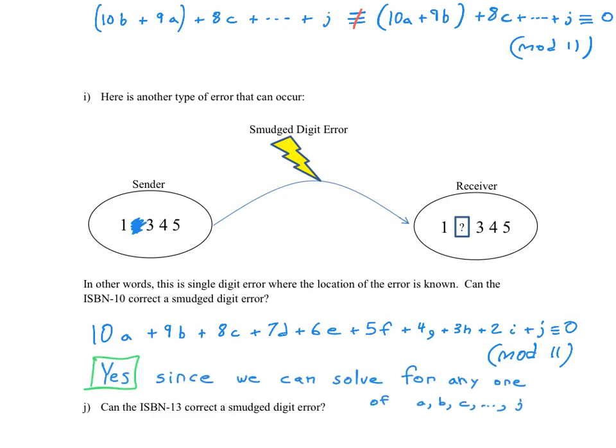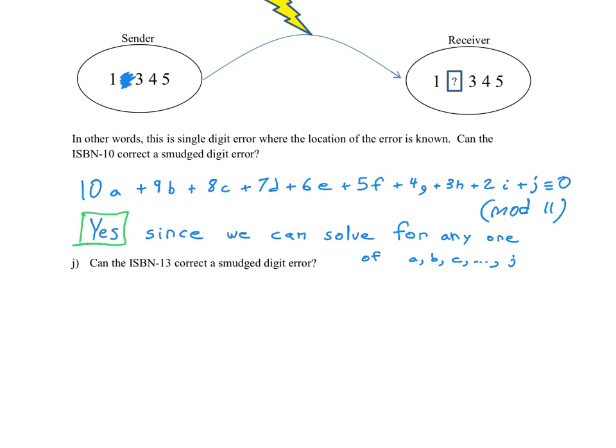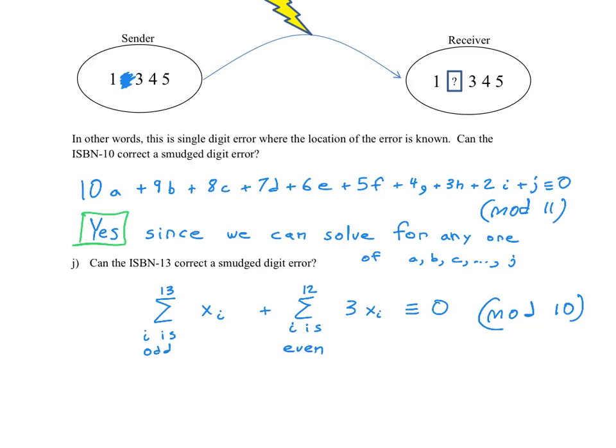Okay, so what about the ISBN 13? So same thing there. We want to know if we can correct the smudged digit error. So let's check to see what that code looks like. Okay, so let's think about this code. If you wanted to solve for a variable over here, you don't have to solve for two at a time, but any one of the variables here, you could certainly move all these terms to the other side of the congruence, and all of the terms here that you know to the other side of the congruence, and you solve for one of the x sub i's when the i is odd. Or over here, you do something similar.